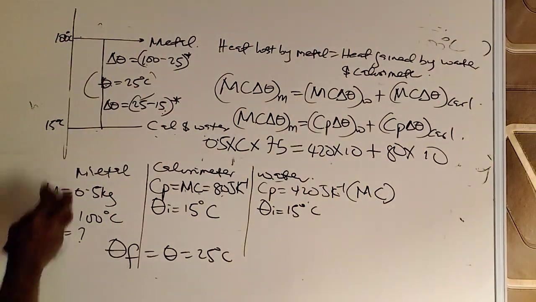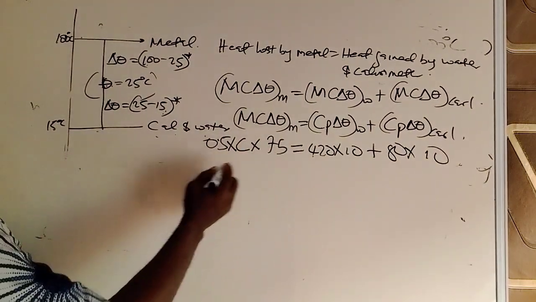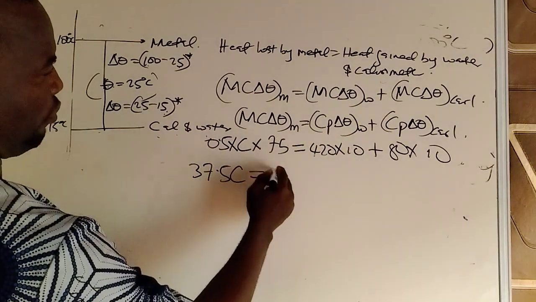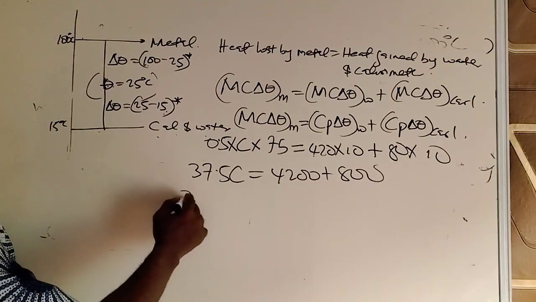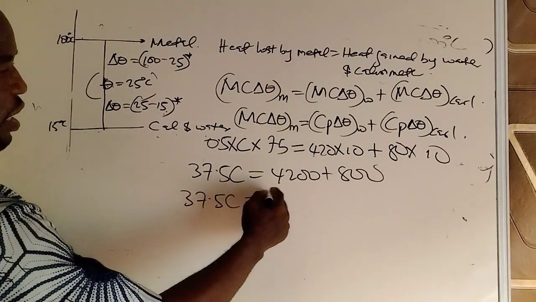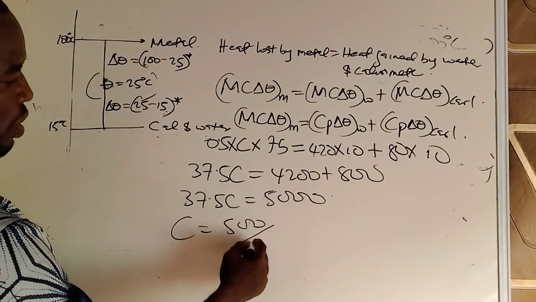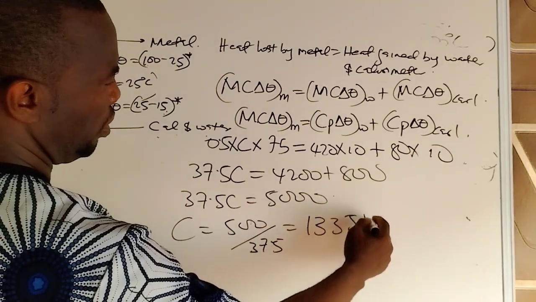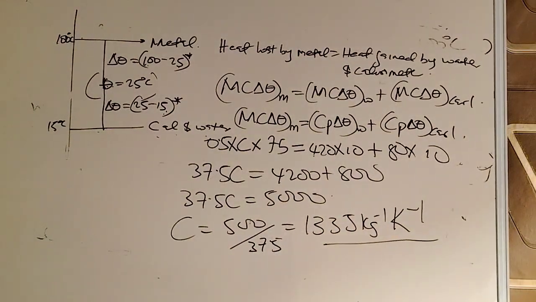So solving this out, we multiply 0.5 by this, which gives us 37.5 C. Multiply this, that gives us 4,200. Multiply that, gives us 800. So 37.5 C gives us 5,000. So C becomes 5,000 over 37.5, and that gives us approximately 133 joule per kilogram per Kelvin, since everything is maintained in SI unit in the equation. So that's the final answer to this question.